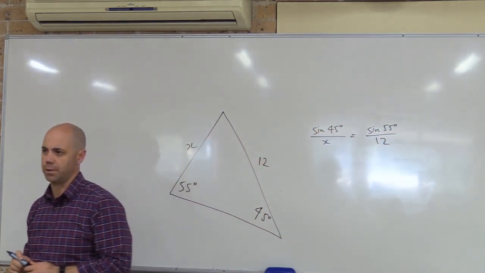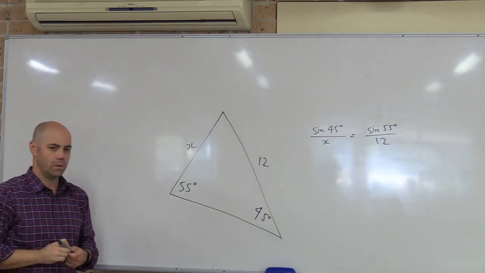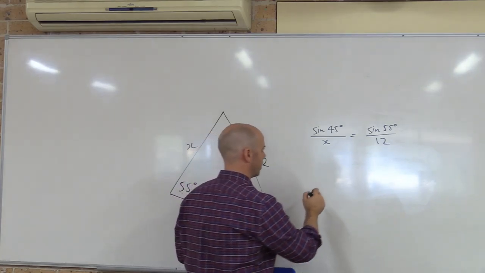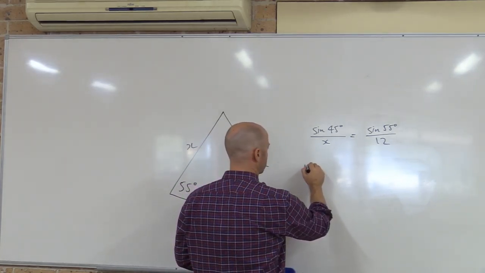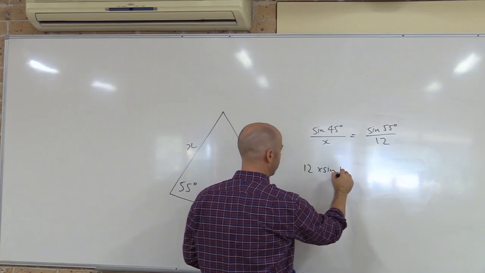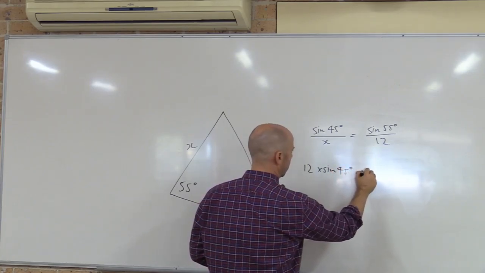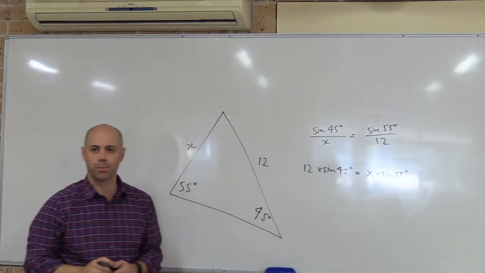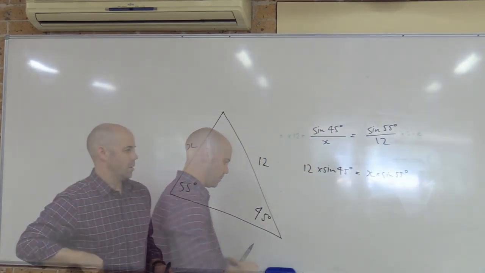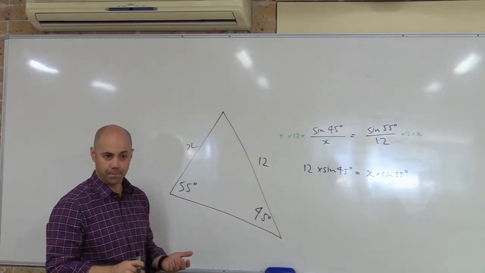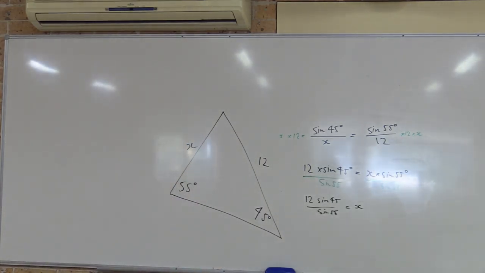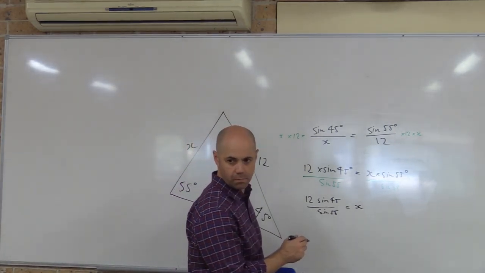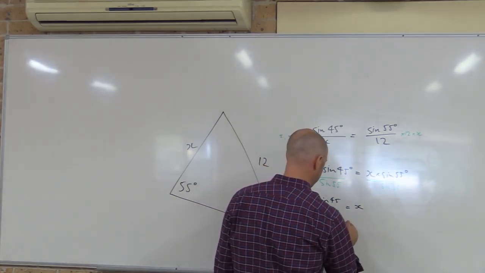Okay, so how do we then work out what x is from there? We do math. Certainly do. Times both by 12. And then okay, so we've got 12 times sine 45 degrees equals x times sine 55 degrees. So I'm multiplying both sides by 12 and x. I'm still going to get something of the x by itself, so how do I do that? So the one decimal place, 10.4, 10.3? 10.36. So what's that, 10.4? The one decimal place.